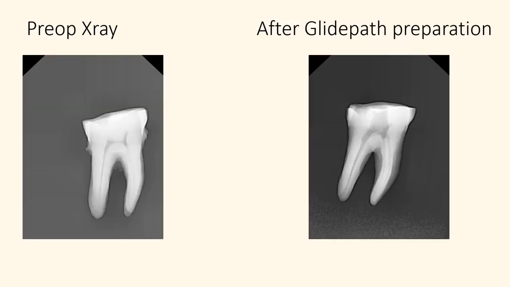Now this is the pre-op X-ray before we started the glide path preparation, and this is after the glide path preparation. You can see a smooth radicular tunnel from the canal orifice to the anatomic apex.